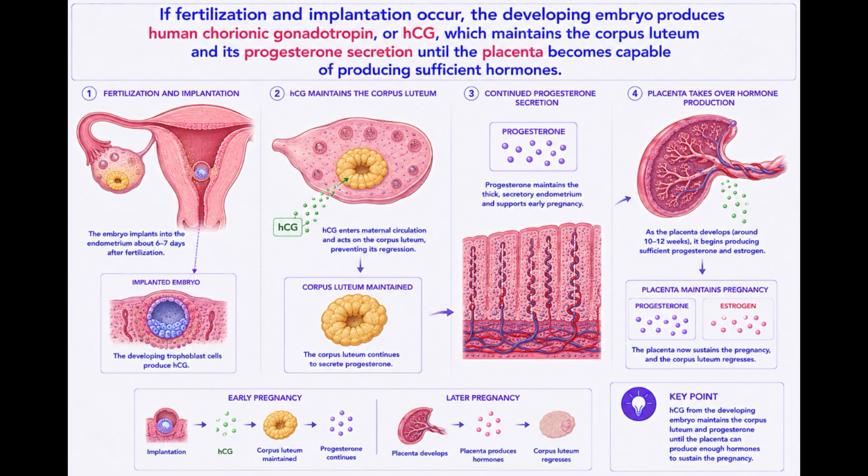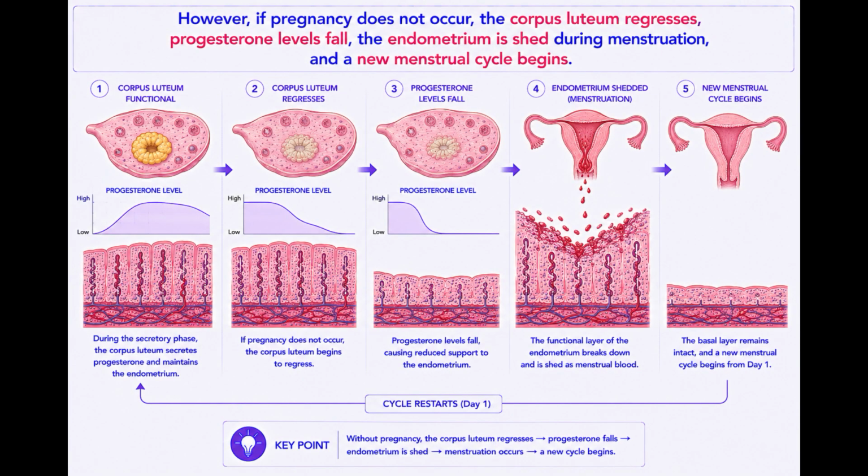If fertilization and implantation occur, the developing embryo produces human chorionic gonadotropin, or HCG, which maintains the corpus luteum and its progesterone secretion until the placenta becomes capable of producing sufficient hormones. However, if pregnancy does not occur, the corpus luteum regresses, progesterone levels fall, the endometrium is shed during menstruation, and a new menstrual cycle begins.